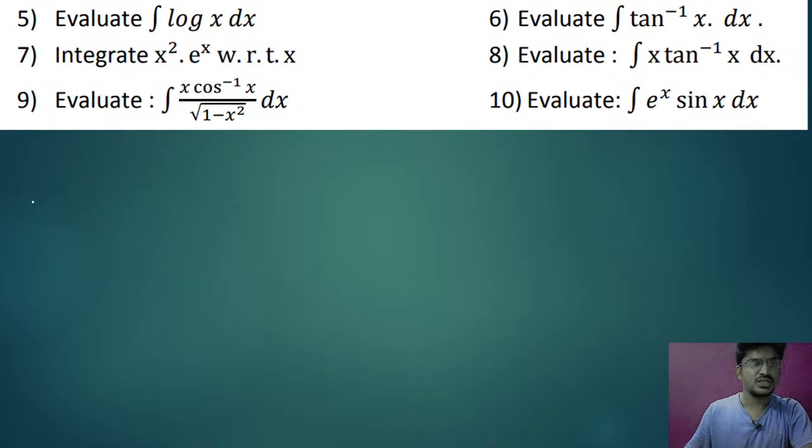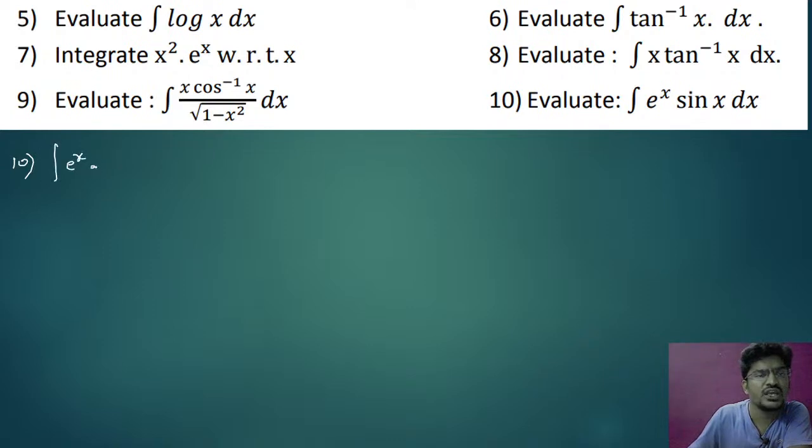Otherwise, you can ask the doubts in question number 9, so that I will repeat it again. Or I can go for problem number 10. So what is problem number 10? That is integration of e raised to x into sin x with respect to dx.